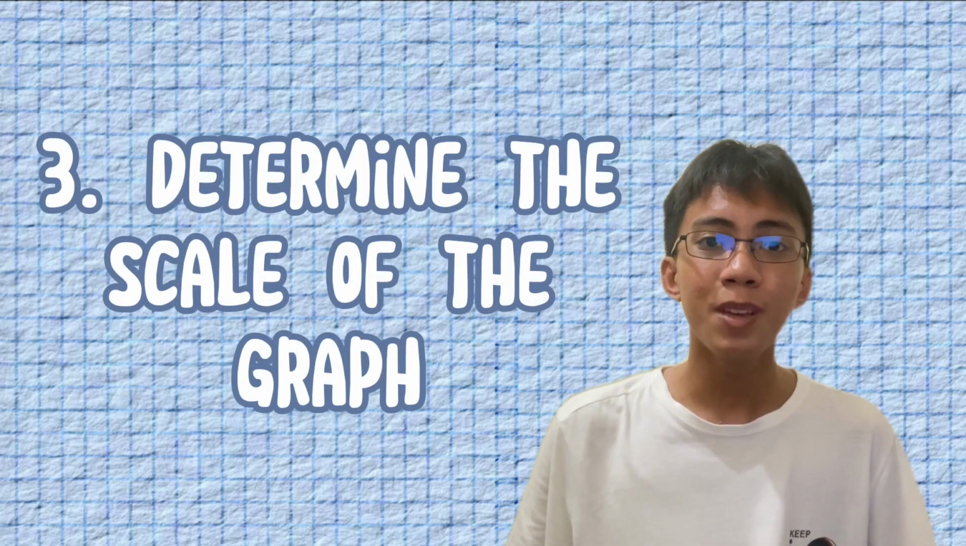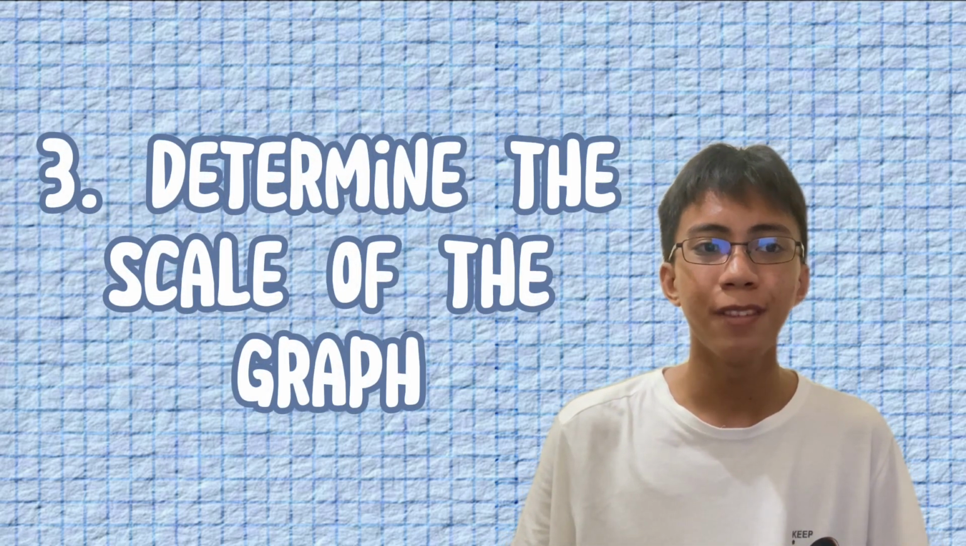The third step would be determining the scale of the graph. Since the highest variable would be 13, we're going to use 7 units of 2 pieces for the scale of the y-axis, or the vertical axis.